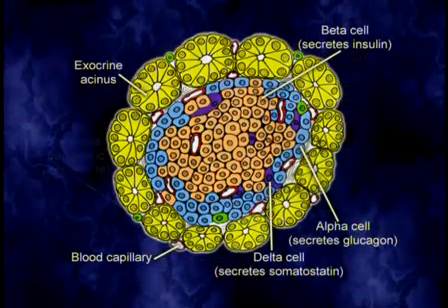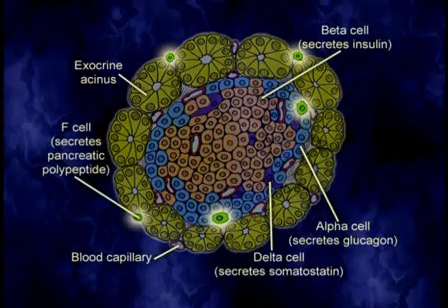And finally, there are F cells here scattered. Here's these little green guys. They look just like the other ones. And they secrete something called pancreatic polypeptide, which is a small group of amino acids, and it inhibits the release of somatostatin. So here you have this little islet that has lots of negative feedback mechanisms. Everything seems to have a counterpart within the islet cell.